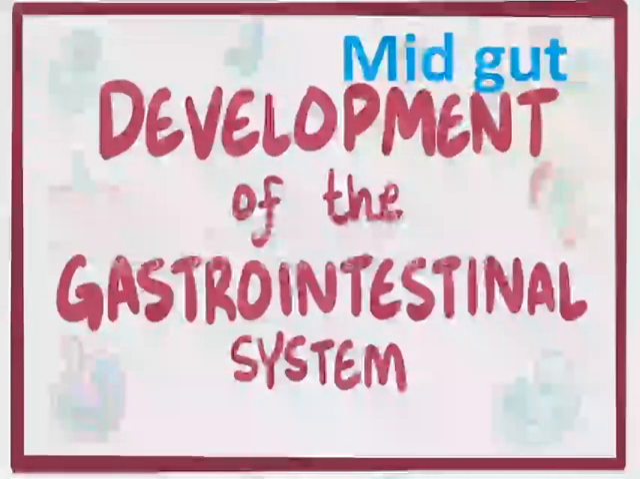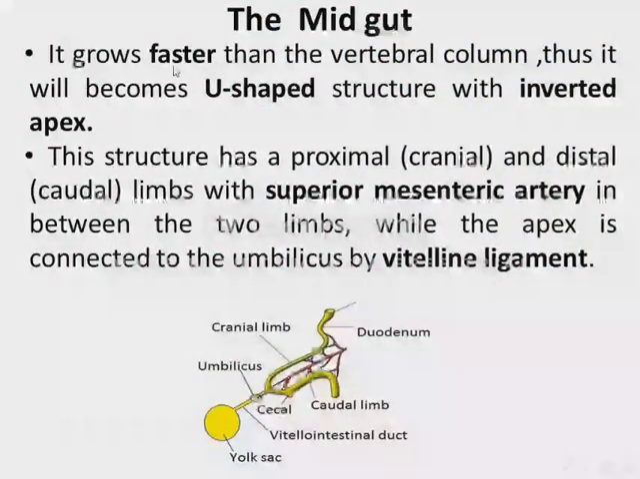Development of the midgut. The midgut grows faster than the vertebral column, so it becomes a U-shaped structure with an inverted apex. This structure has a proximal or cranial limb and a distal or caudal limb, with the superior mesenteric artery in between the 2 limbs, while the apex is connected to the umbilicus by the vitelline ligament.